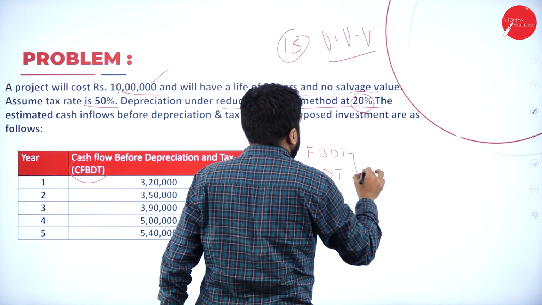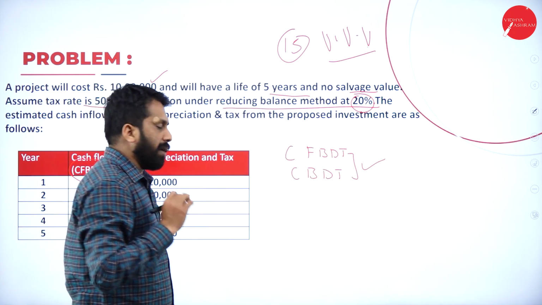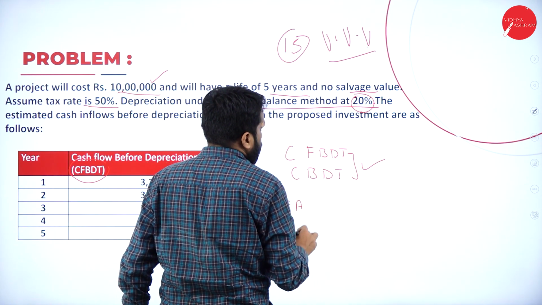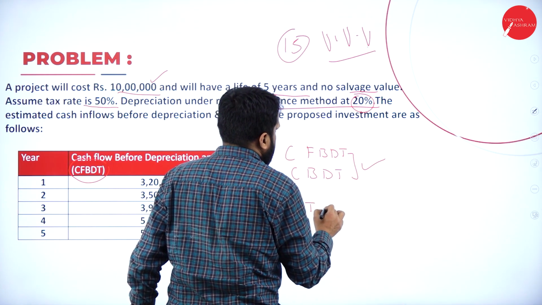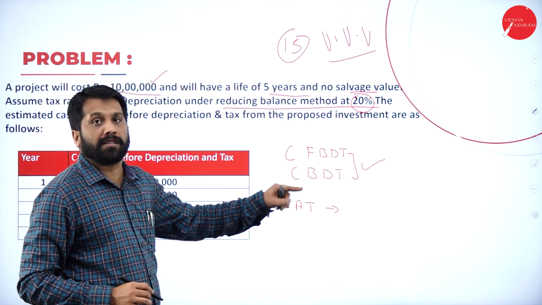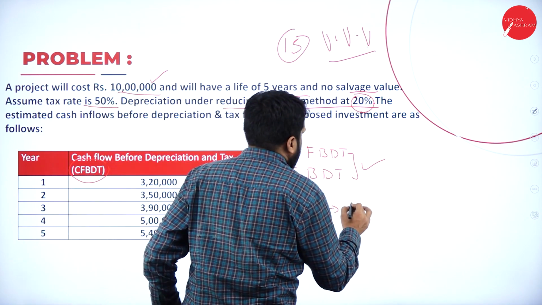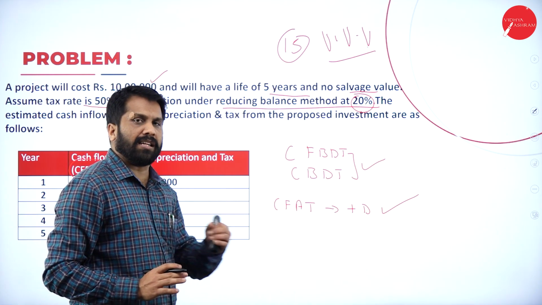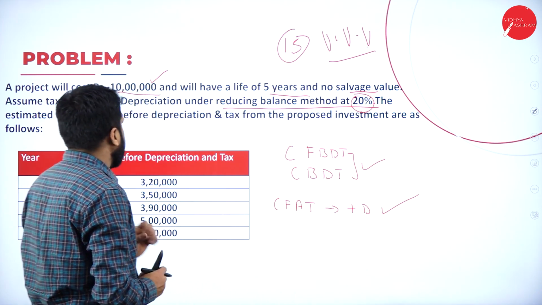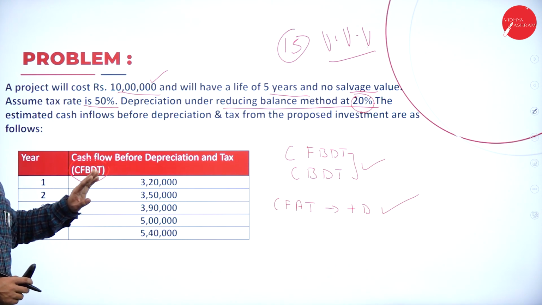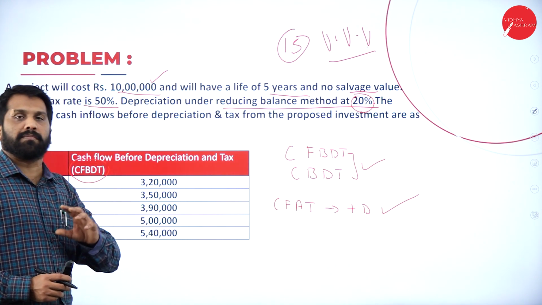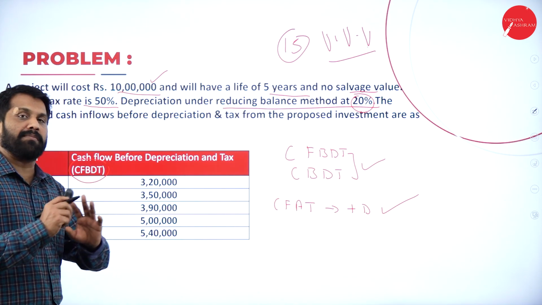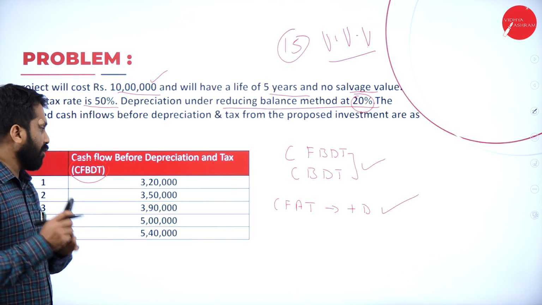CFBDT and CBDT both are same. Sometimes they will give you cash flow after tax, CFAT. Then what you have to do? Just add depreciation and do the problem. Clear? So in this, what they have given is cash flow before depreciation and tax. Before depreciation means you have to minus depreciation, minus taxation, again add back depreciation. Clear? I'll show you how it is.